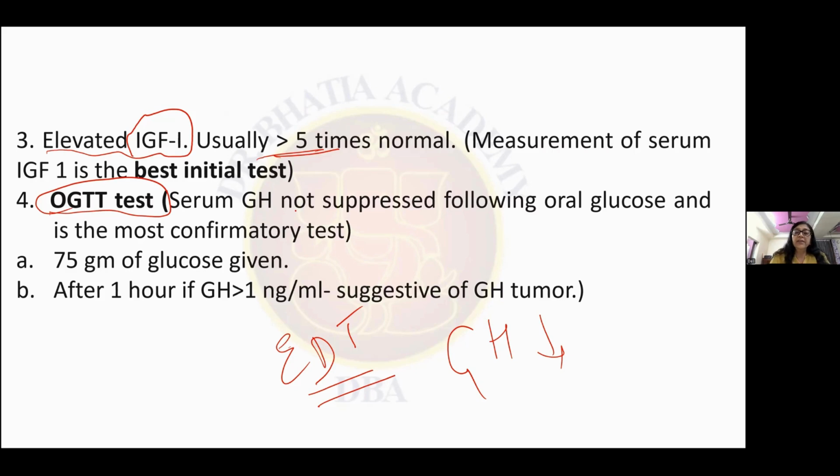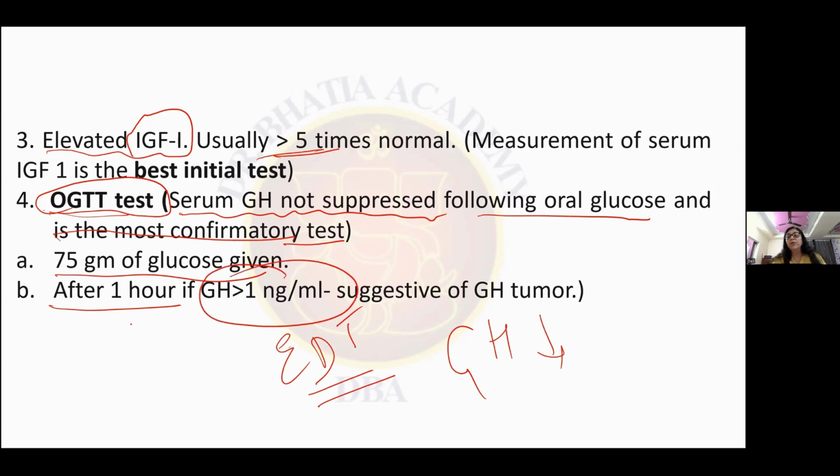So here we are dealing with growth hormone excess, so we will do a suppression test. We will do an OGTT. The serum growth hormone does not get suppressed following oral glucose, and that is the most confirmatory test. You give 75 grams of glucose, and after 1 hour, if the growth hormone is still above 1 nanogram per ml, then we are dealing with a GH tumor.